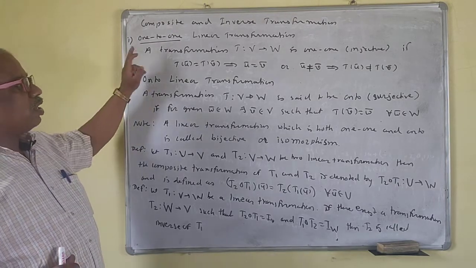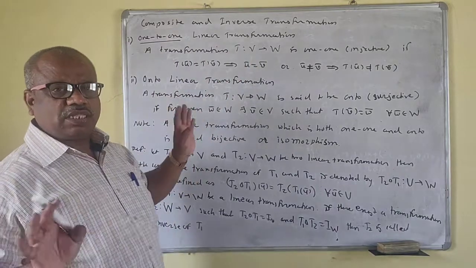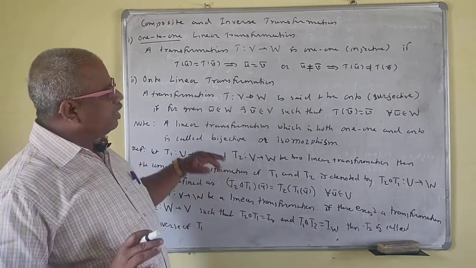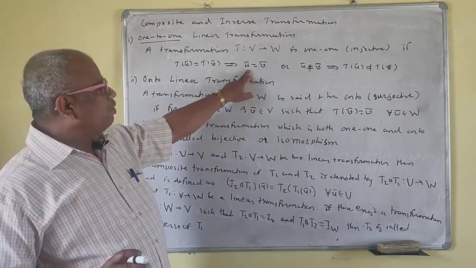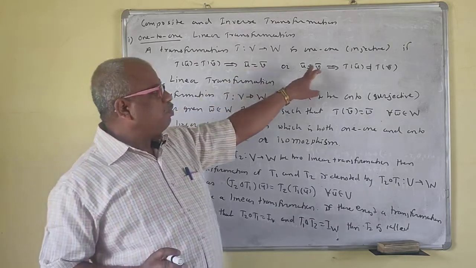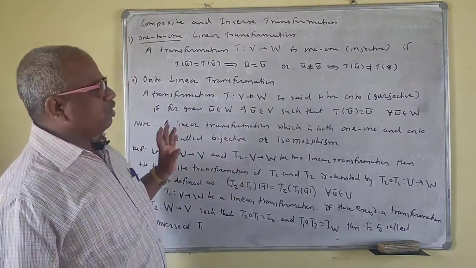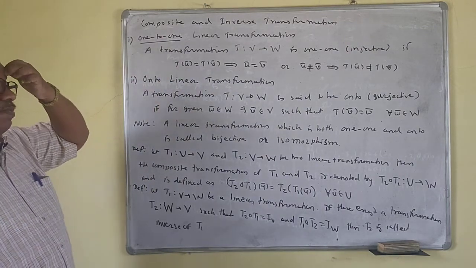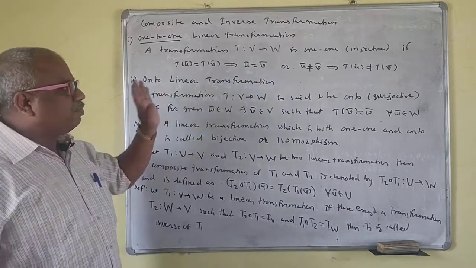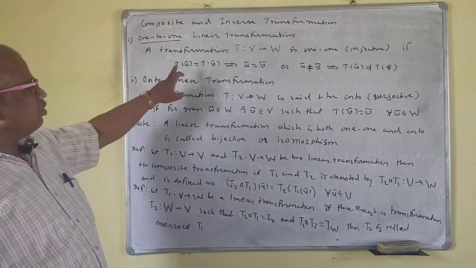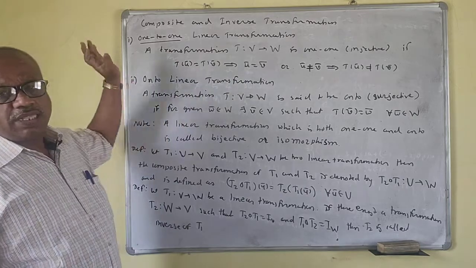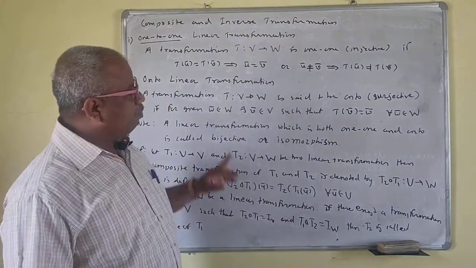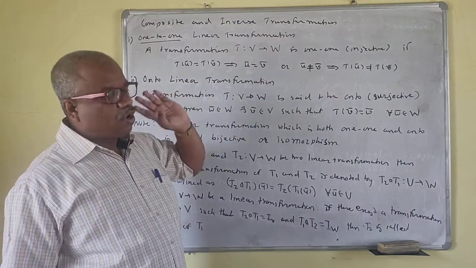So, one-one means what? This is the same as for a function, because T is a linear transformation, that is, it is a function. The same rule of a function is applicable here. T of u bar is equal to T of v bar implies that u bar is equal to v bar, or if u bar is not equal to v bar, then T of u bar is not equal to T of v bar. Either one is enough to define one-one. Write this or write this. But remember that both conditions are for a one-one function.